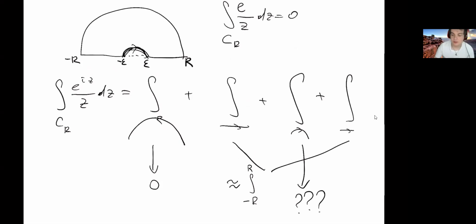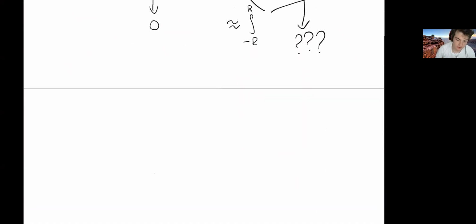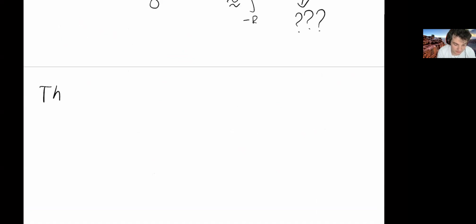And it won't be 0 because f is bad. So f has a pole, f has a singularity very close to this path. So even though the path itself is small, the f on this path is big enough to kill the smallness. And there's a very important theorem here. So I'll state it and then we'll continue with this example.